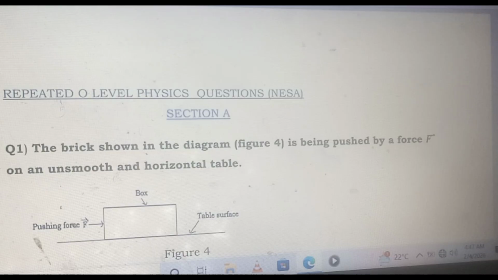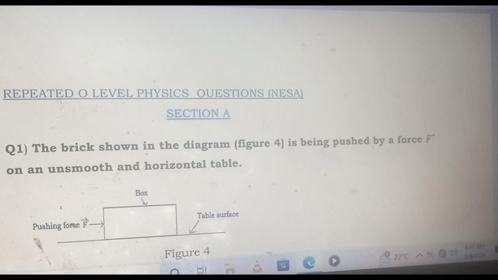Today you are going to revise repeated questions of a Senior 3 Physics National Examination. Please take your notebook, pay attention, and if you have any question, please type it in the comments. And if you know any candidate in Senior 3 or ordinary level, please share this with them because it helps them to pass the national examination of 2026.